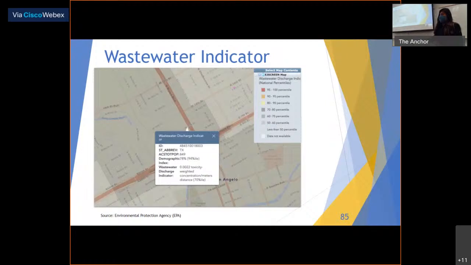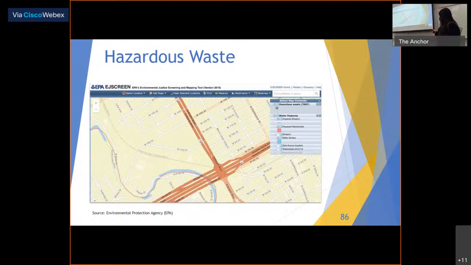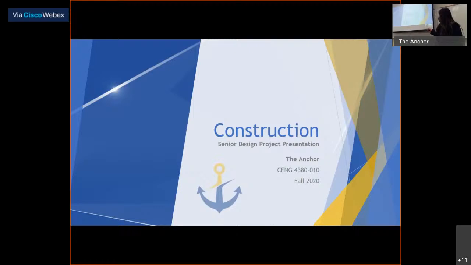And again, hazardous waste, this is also the EPA. As you can see, there's a red line that goes through here, which means that this body of water is considered an impaired stream. Again, we don't want to worsen the condition as it is. And now I'm going to hand it over to Erica, who's with the construction team.